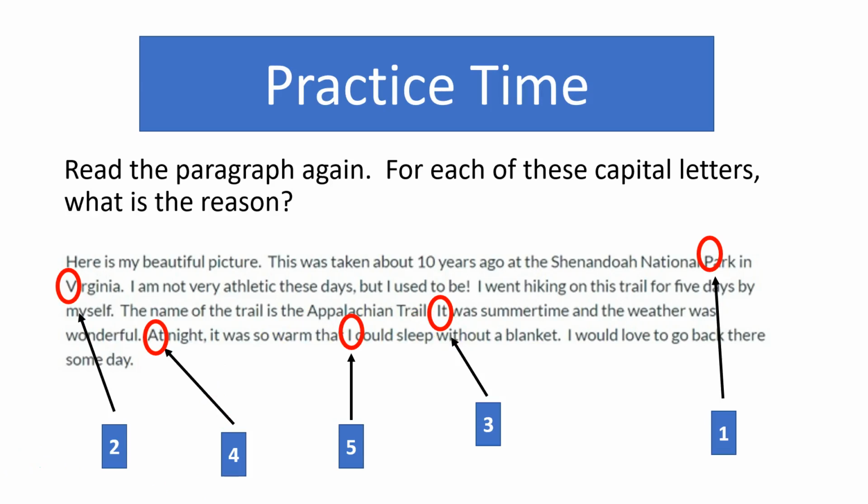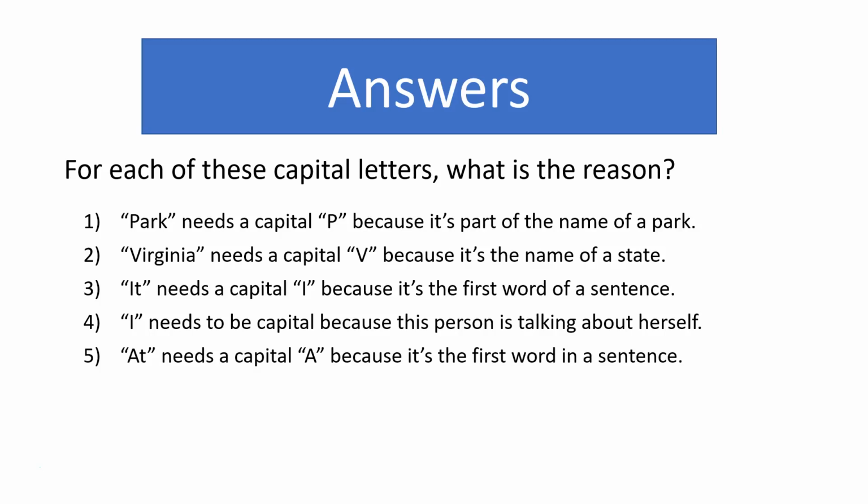Ready to check your answers? Here are the reasons that I wrote. So for number 1, park needs a capital P because it's the name of a park. Virginia needs a capital V because it's the name of a state. It needs a capital I because it's the first word of a sentence. I needs to be capital because that person is talking about herself. And the at needs capital A because it's the first word in the sentence. So I hope that makes sense.